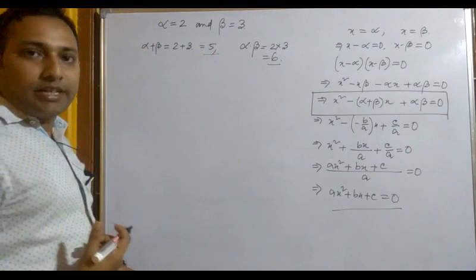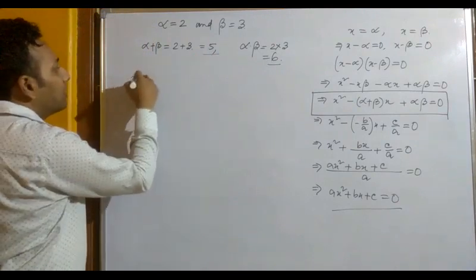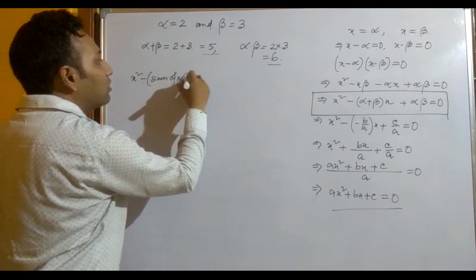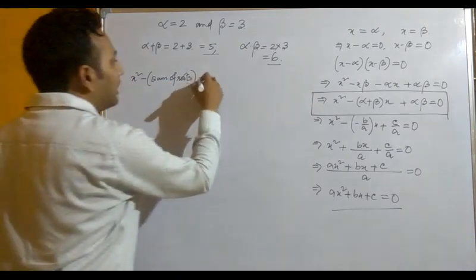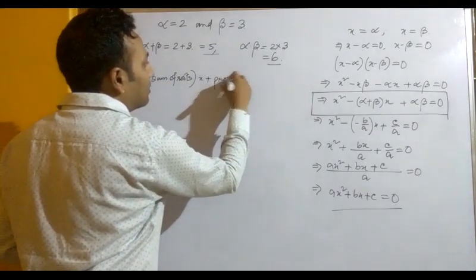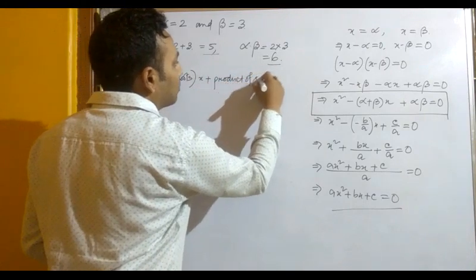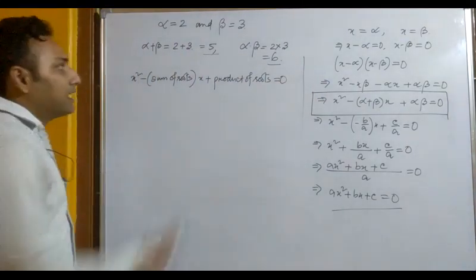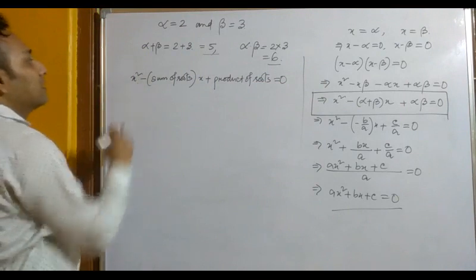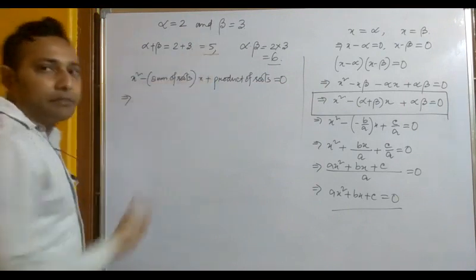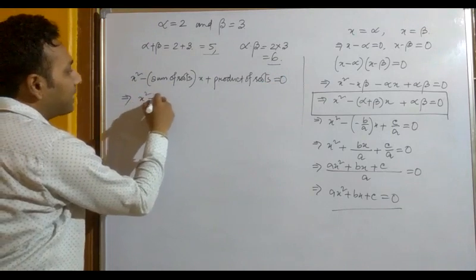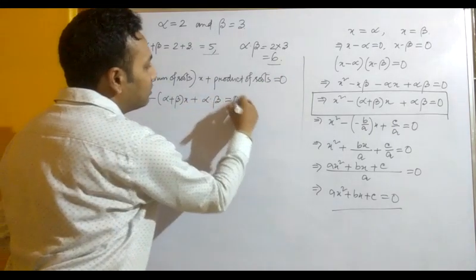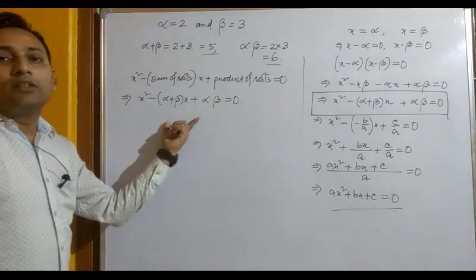Then what will be the quadratic equation? The quadratic equation will be x square minus sum of roots into x plus product of roots is equal to 0. This is our formula. Always remember, here it is plus and here it is minus. So if I write in terms of alpha and beta, it will be x square minus alpha plus beta into x plus alpha into beta is equal to 0. So this is the final equation.